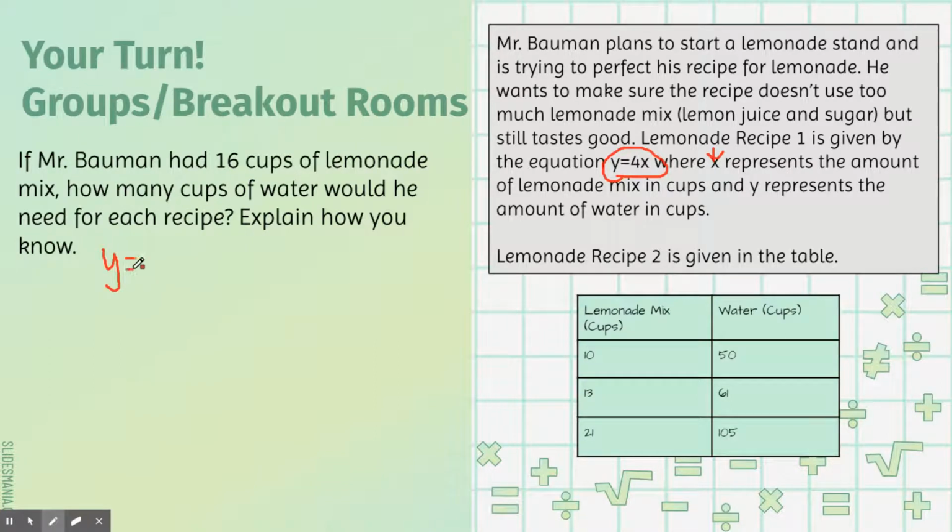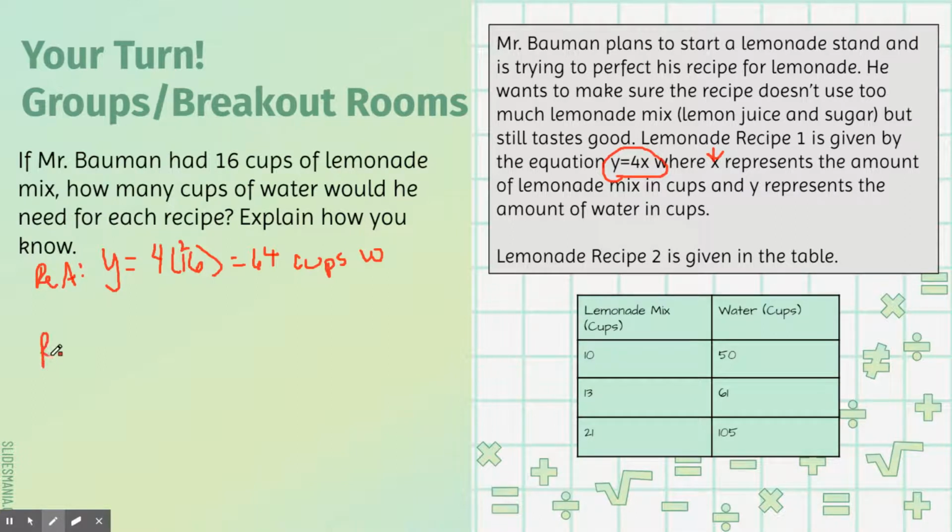We do y equals 4 times 16. Okay? 4 times 6 is 24. Carry the 2. 4 times 1 is 4 plus 2 is 6, so 64. So he's going to need 64 cups of water for 16 mix of lemonade for recipe A. So this is recipe A.